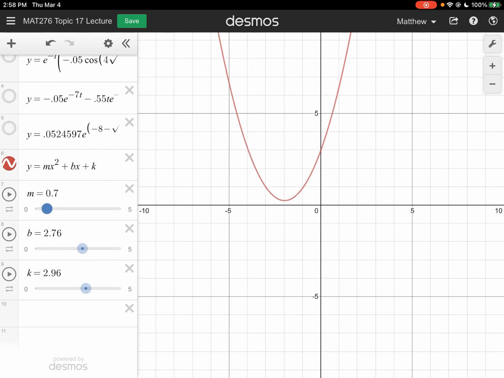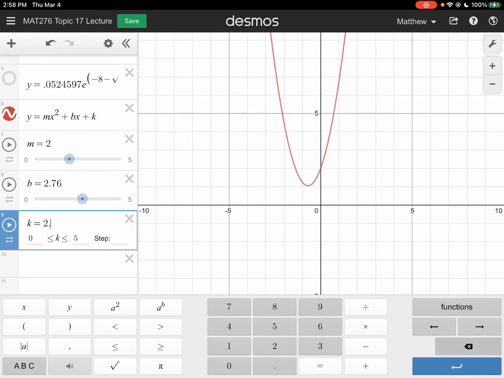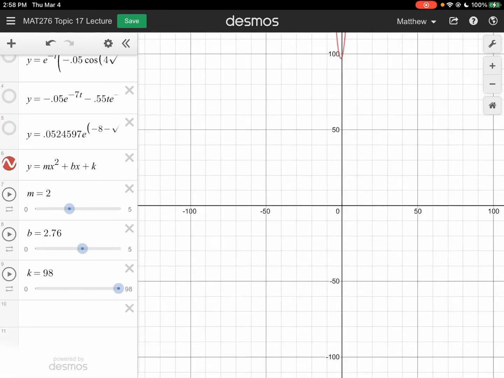In fact, why don't we just make m be 2, because our mass was 2 in our problems. I'll just type in 2. Let's say our mass is 2, and the k was 98. I have to do some zooming out to see these things. Okay.